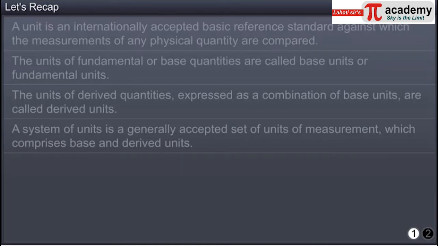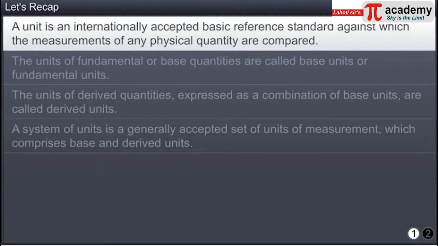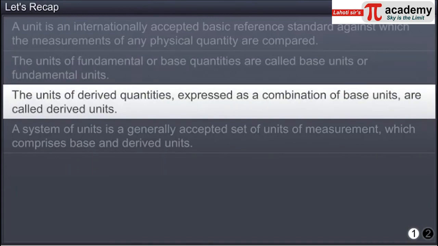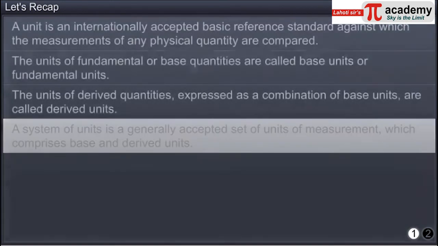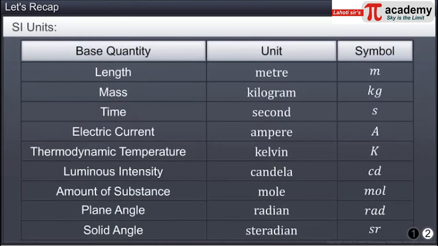In this module, you learned that a unit is an internationally accepted basic reference standard against which the measurements of any physical quantity are compared. The units of fundamental or base quantities are called base units or fundamental units. The units of derived quantities, expressed as a combination of base units, are called derived units. A system of units is a generally accepted set of units of measurement, which comprises base and derived units. In SI, there are 7 base units and 2 supplementary units as shown.